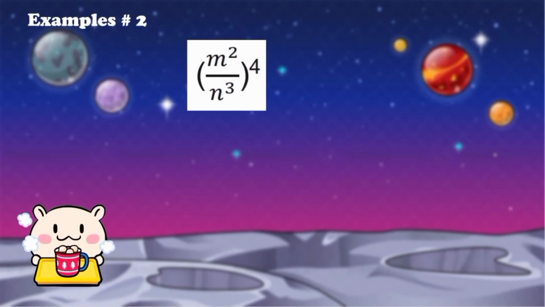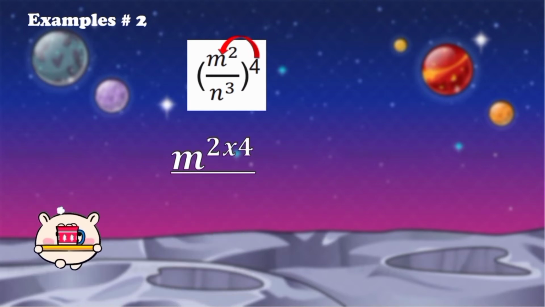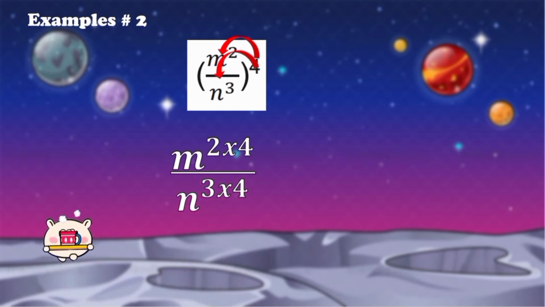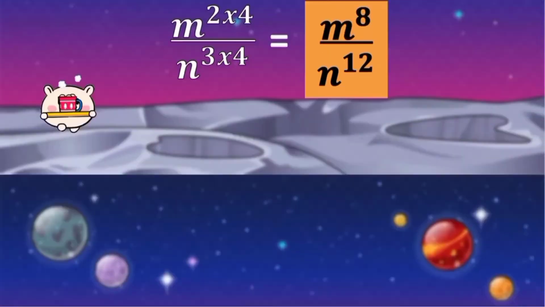m squared over n cubed raised to 4. Distribute 4 to each term. m squared times 4. Also distribute the second one. We have n cubed to the 4th power. Now let's simplify. This will become m to the 8th power over n to the 12th power.